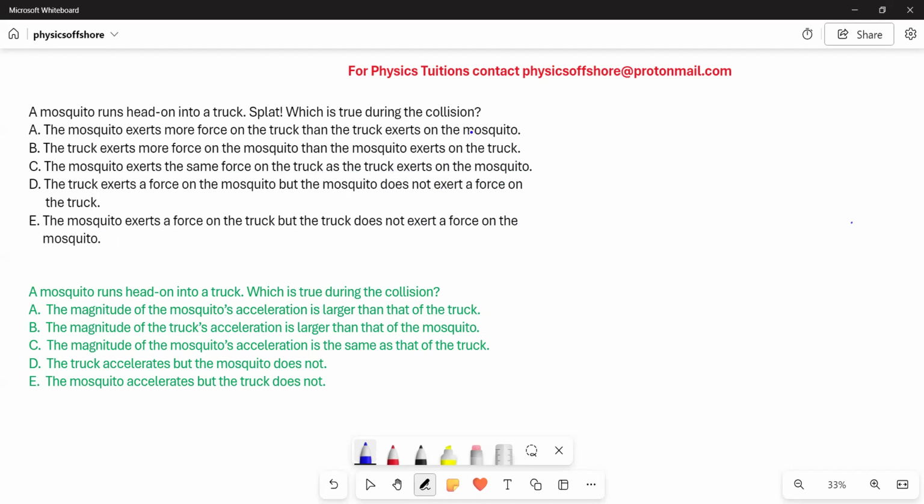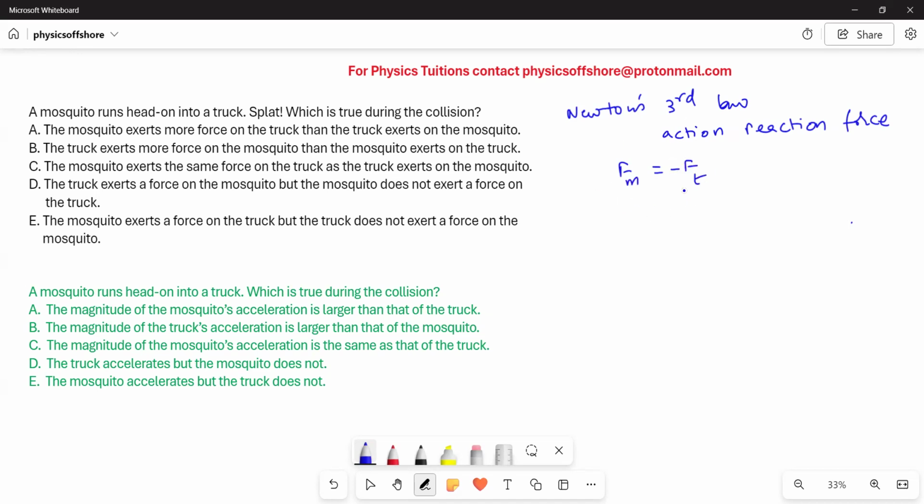This question is based on Newton's third law of motion. What is Newton's third law? Action-reaction forces. So when the mosquito hits the truck, the truck exerts a force on the mosquito and the mosquito exerts a force on the truck. The force exerted by the mosquito is equal to the force exerted by the truck, but in the opposite direction.